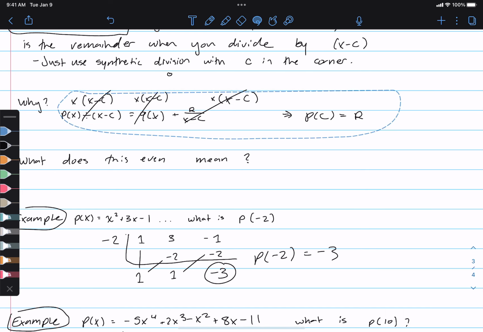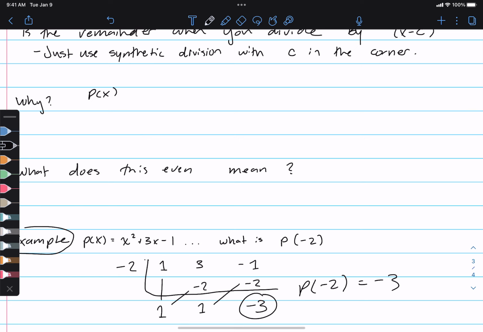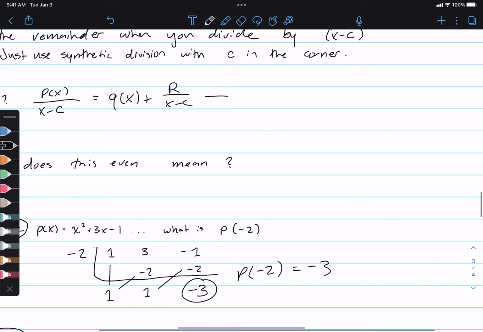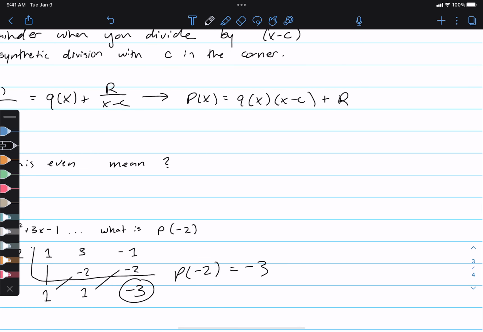I'll write it actually a bit more clear. So we're going to have p of x divided by x minus c is equal to q of x plus r divided by x minus c. And so if we multiply both sides of these by x minus c, we're going to get p of x is equal to q of x times x minus c plus the remainder, right? And then when x equals c, we get p of c equals q of c times 0, which is 0, plus remainder. So p of c equals the remainder.